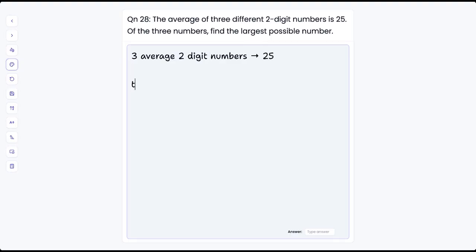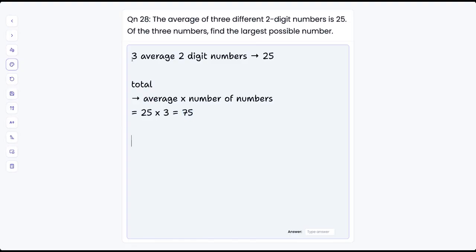So to get the total from the average, it's basically average times the number of numbers. In this case the average is 25, and how many numbers do we have? 3. And this will then be equal to 75. Okay, so we know we have 75 over here.